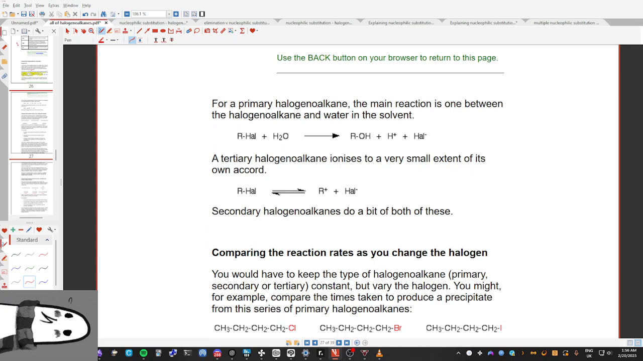So when you have primary, the main reaction is one between halogenoalkane and the water in the solvent, which forms the H plus and negative ions. Tertiary halogenoalkane ionizes to a very small extent of its own accord.